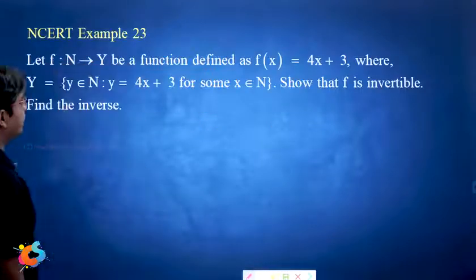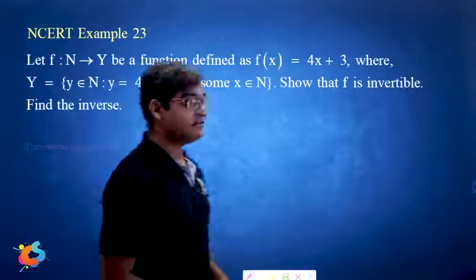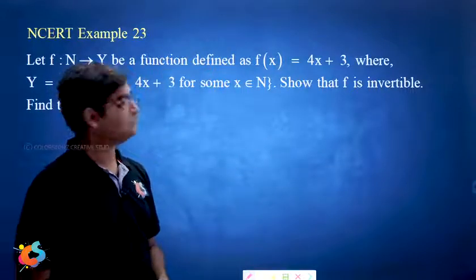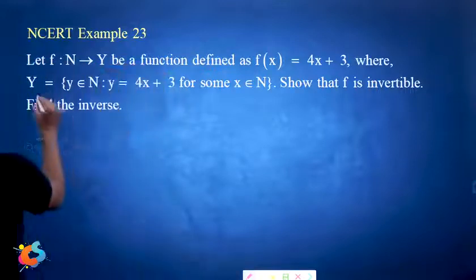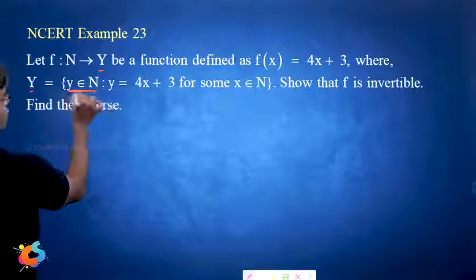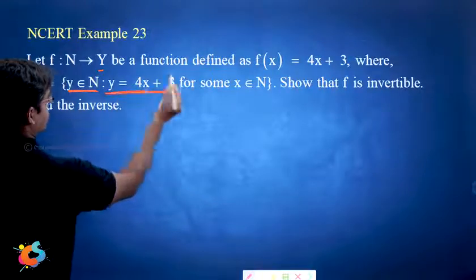Okay, so let us do one problem. How do you find the inverse of a given function? Let f mapping from n to y be a function defined as f of x is equal to 4x plus 3, where y is a set where y belongs to natural numbers and y is equal to 4x plus 3.